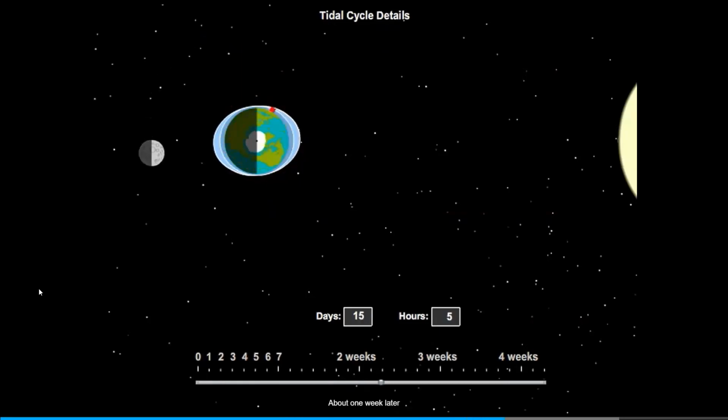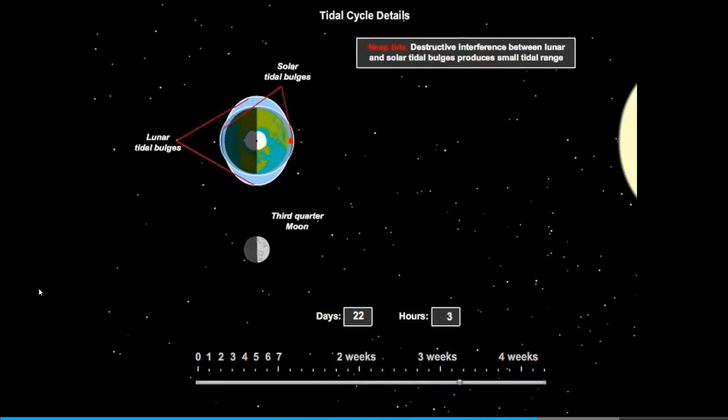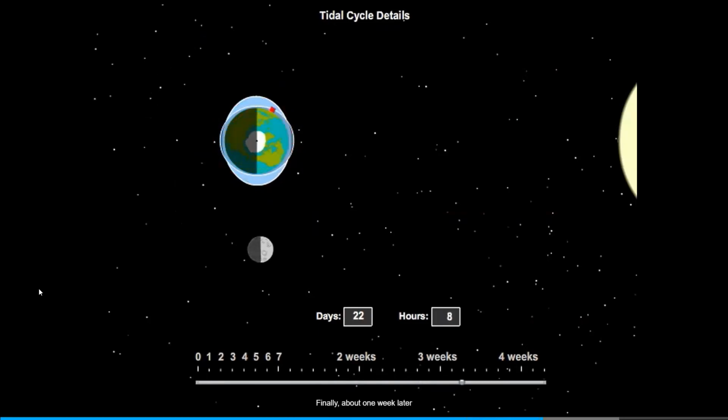About 1 week later, at the time of the third quarter moon, the lunar and solar tidal bulges are again 90 degrees apart, and so Earth again experiences neap tides. Finally, about 1 week later, at the time of the new moon, the lunar and solar tidal bulges again combine to produce spring tides. In all, it takes about 29.5 days to complete this tidal cycle.